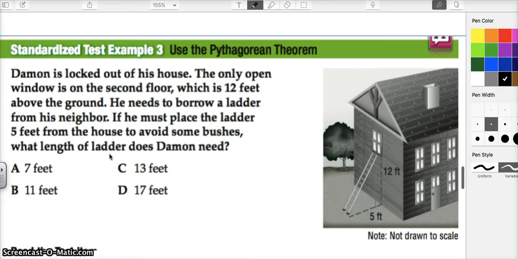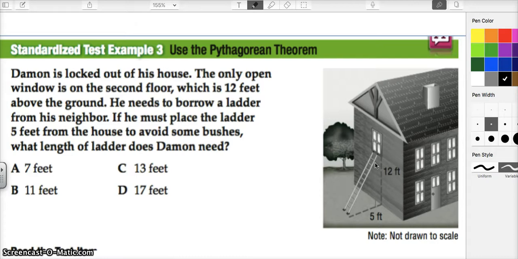Silly Damien. The only open window is on the second floor. Don't do it. Which is 12 feet above the ground. Don't do it. He needs to borrow a ladder from his neighbor. If he must place the ladder 5 feet from the house to avoid some bushes, what length of the ladder does Damien need? All right, so 12 feet, 5 feet here, and we want to know how long the ladder is. This is a clear case of the Pythagorean theorem.